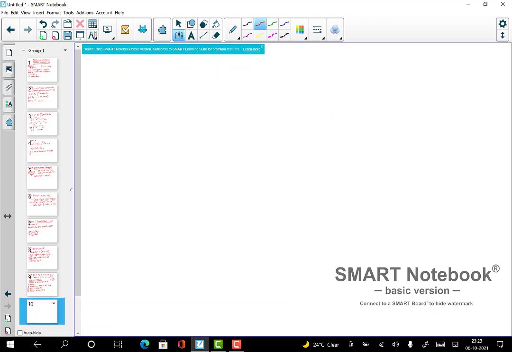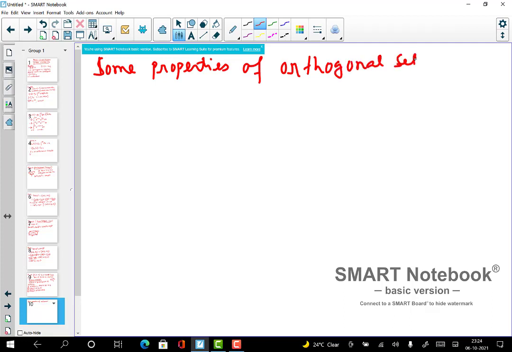Okay. So now coming to some more properties of orthonormal, or orthogonal, sets. Now this is a natural question: what is the importance of an orthogonal set, and what is the connection between an orthogonal set and a linearly independent subset of a vector space? Okay. The answer is this.